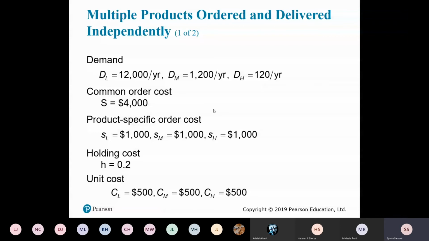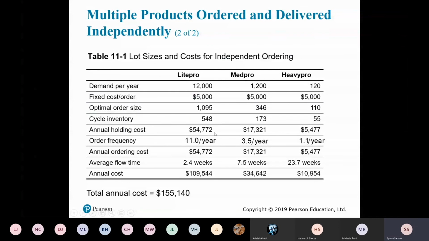So again, as you can see here, they have D_L, D_M, D_H. Basically, this is a sample model from your textbook. Can you turn your textbook to page 291, the table? Table 11.1, or you can see it here in the slide as well. Can you see the table clearly? L means the model, for the computer, Light Pro. And then M, Math Pro, and then Heavy Pro. Light Pro's demand per year is 12,000. But Math Pro is only 1,200. Heavy Pro has the smallest demand, only 120 per year. So it means per month only one piece. They only sell one piece.